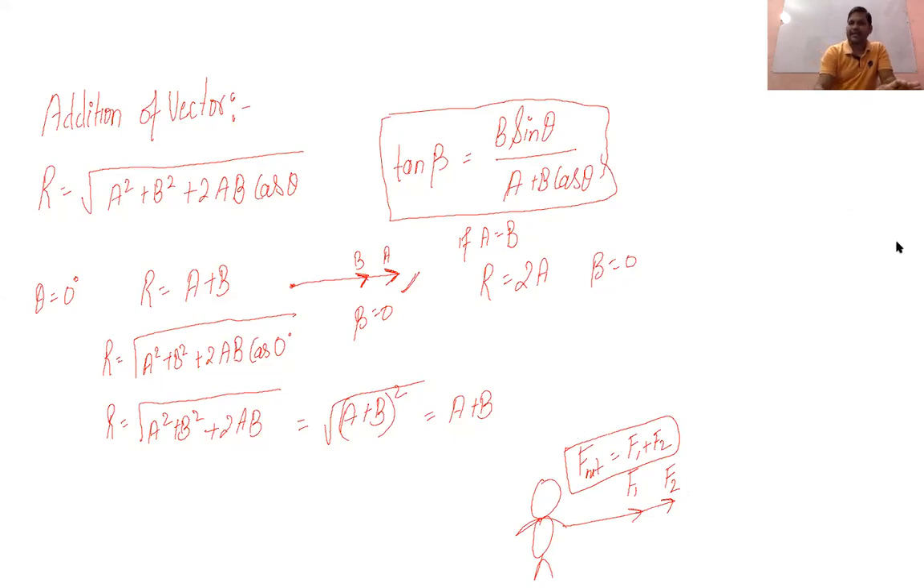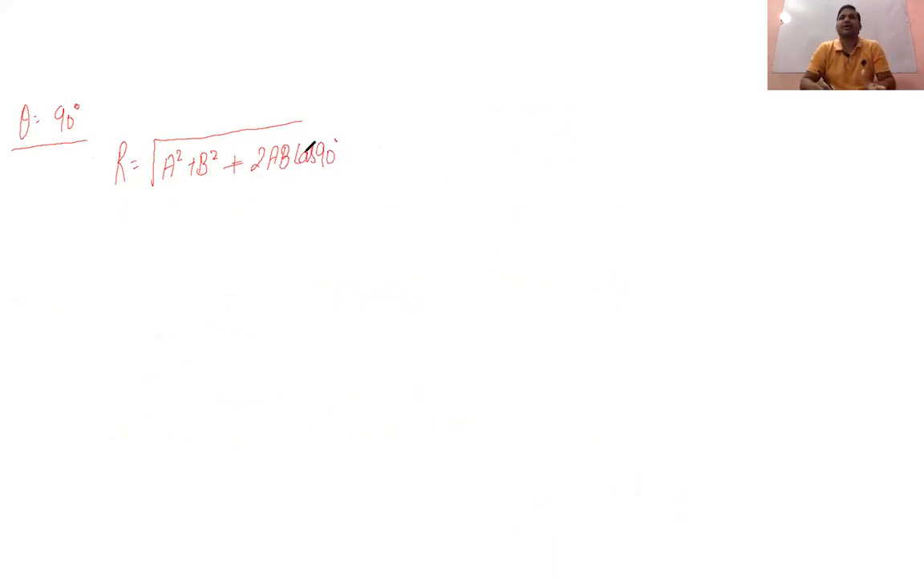Coming to another aspect, we were discussing the different angles. These are the important parts, that's why we are discussing them. First come to theta equal to 90. If theta is 90, the resultant will be A square plus B square plus 2AB cos 90, and cos 90 is going to be 0. So this term becomes 0.